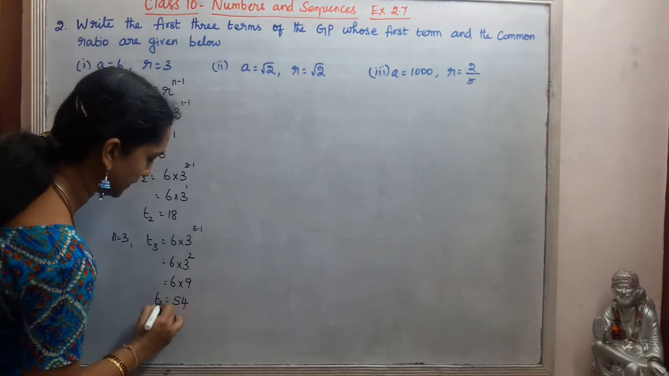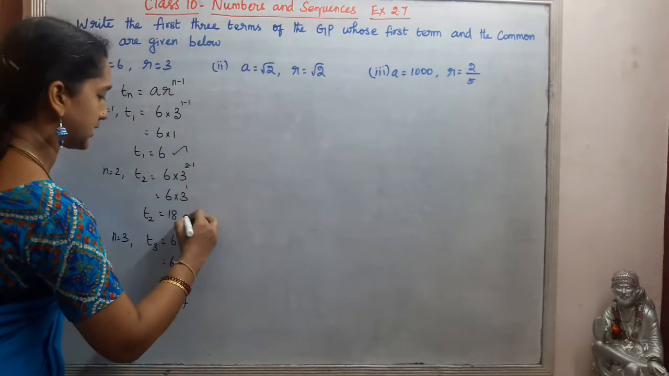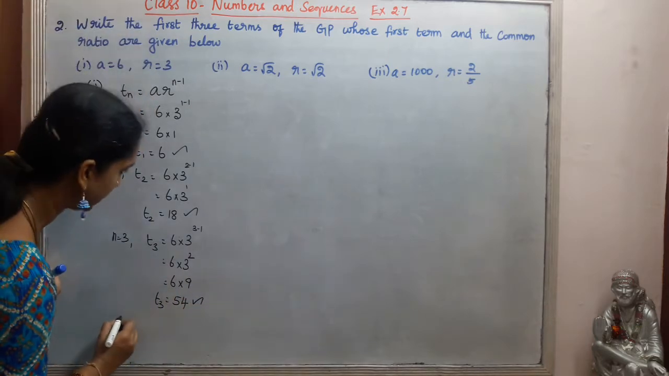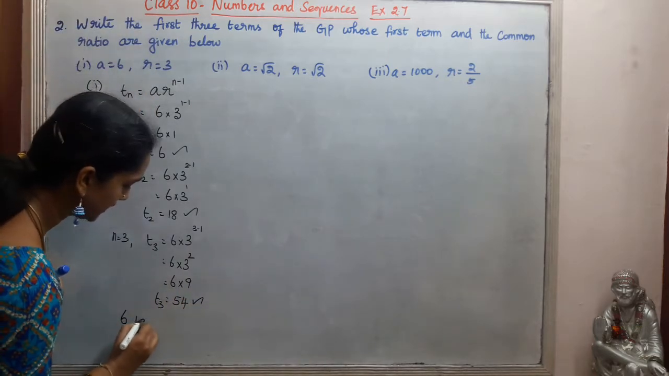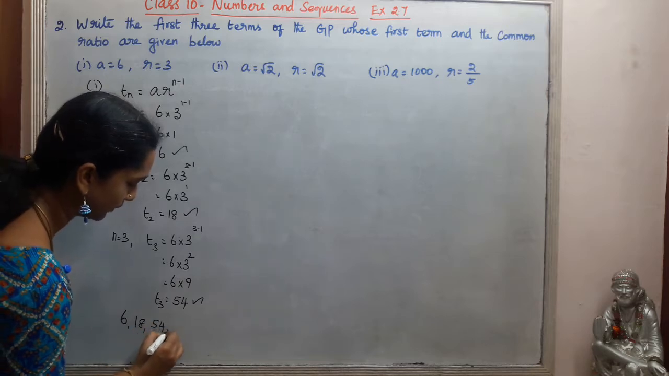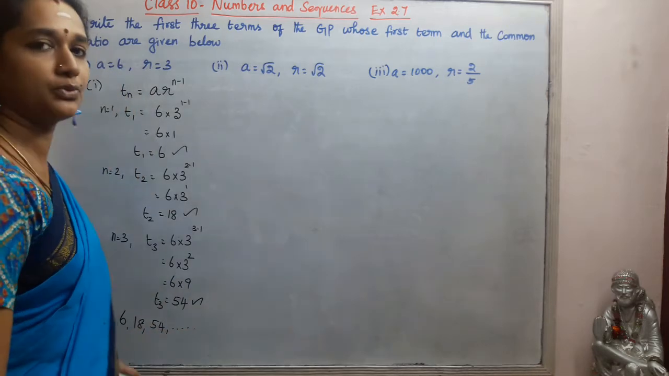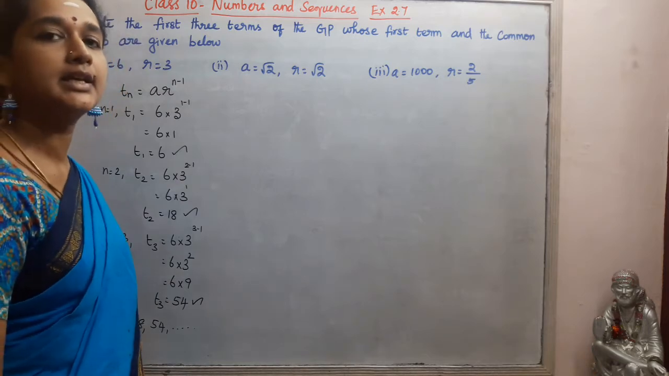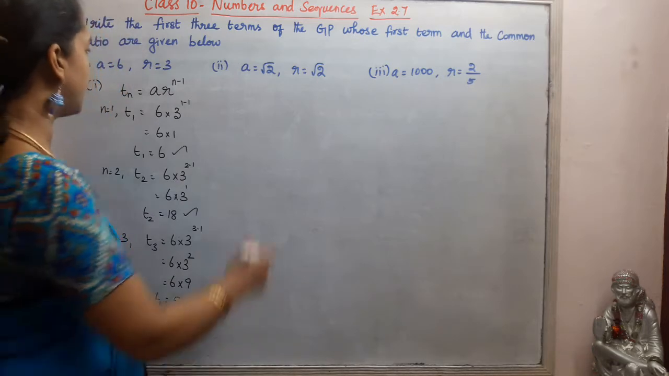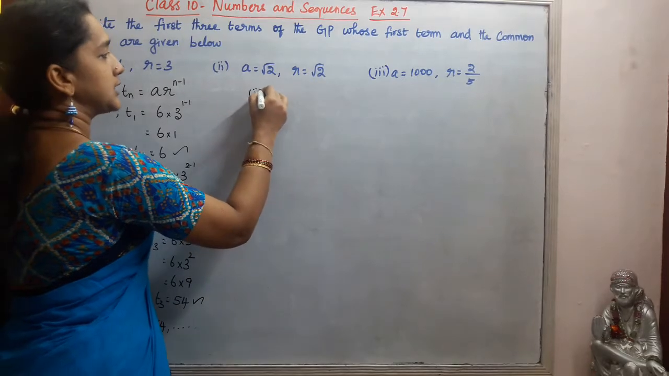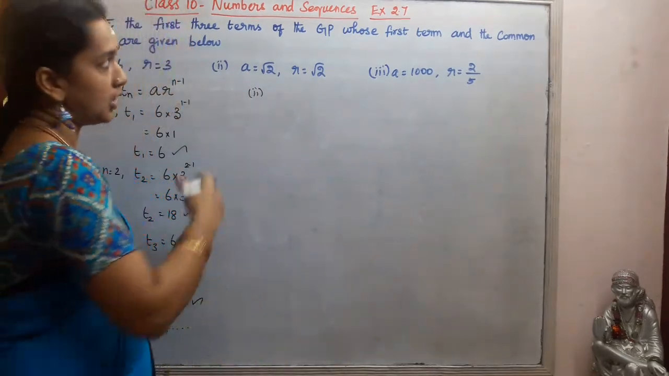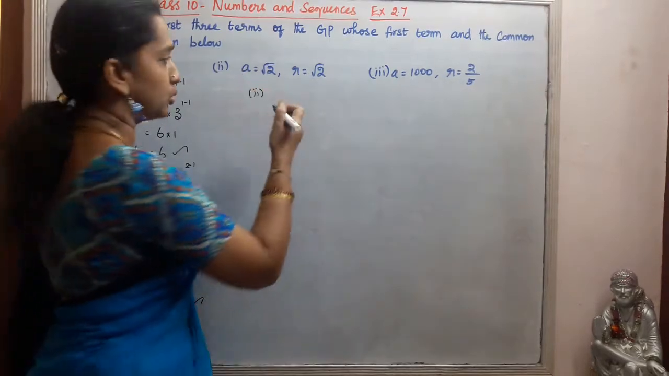So this is T3. So T1 is 6, T2 is 18, T3 is 54. So the first 3 terms are 6, 18, 54. We are asked to find the sequence of first 3 terms. So the first 3 terms are 6, 18 and 54. Then the second sum is A is equal to root 2 and R is also equal to root 2.